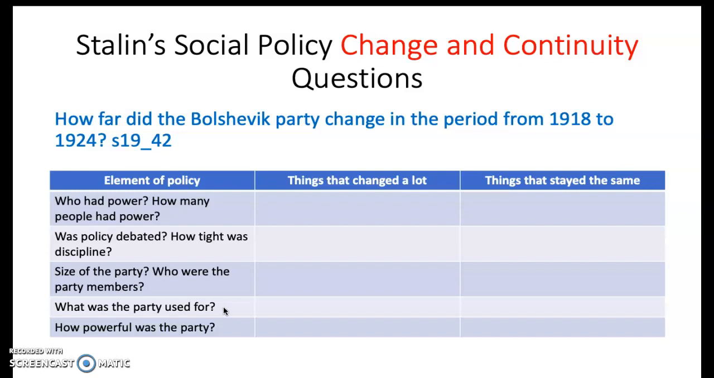So again, you could take a horizontal approach and write 1 paragraph on each of those things, and in each paragraph evaluate the extent of the change. Or you could take what you might call a vertical approach, and so you would focus on the columns, and you write half an essay on things that changed a lot and half an essay on things that stayed the same, and then in your conclusion you'd evaluate overall how far the party changed.